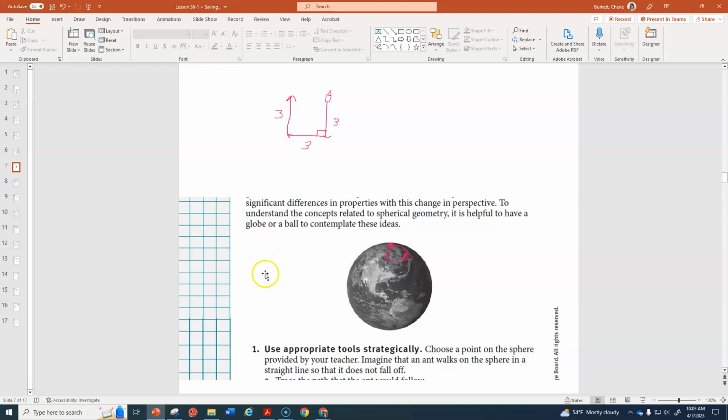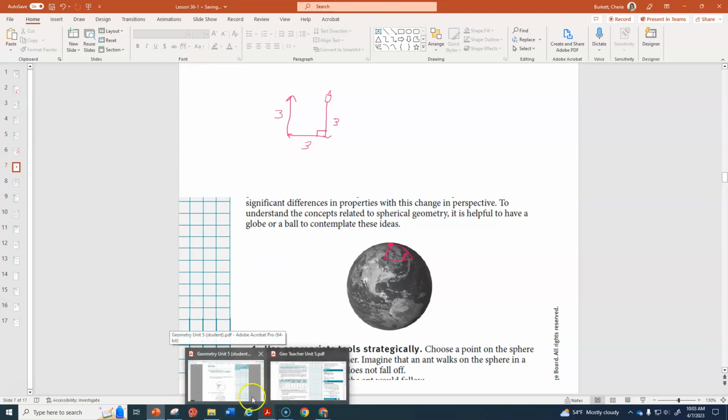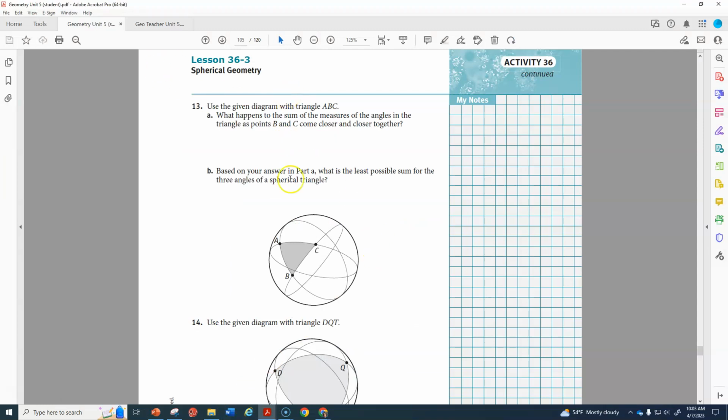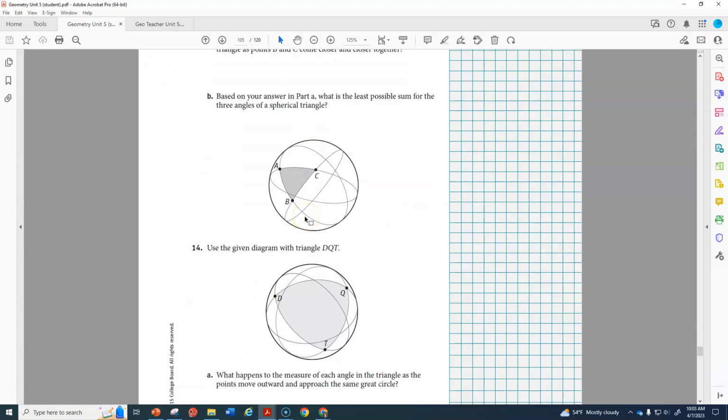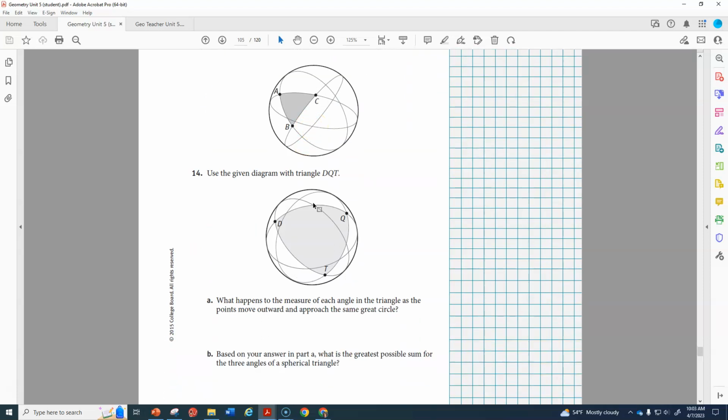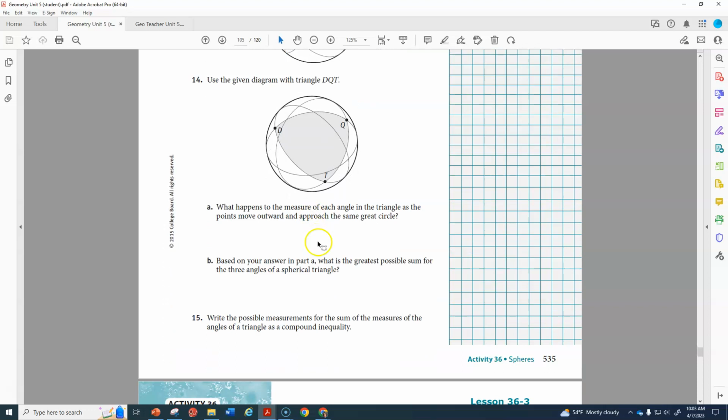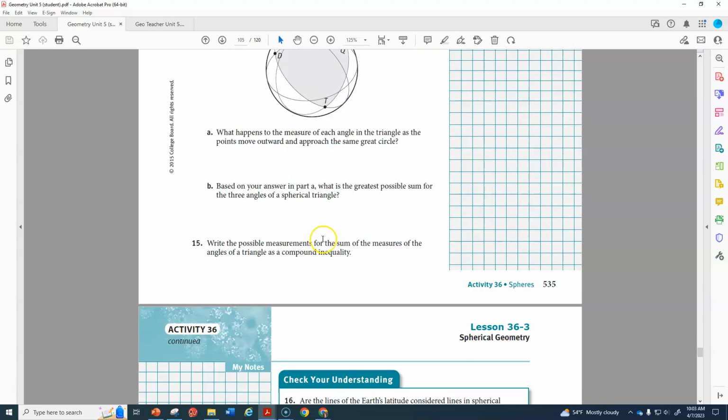But anyway, that is really all I'm going to talk to you about in terms of spherical geometry. Just know that it exists, and that the definitions and postulates, things that we know to be true, are not the same as they are in plane geometry.